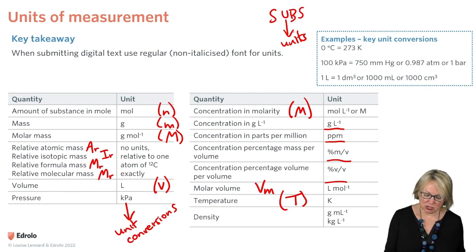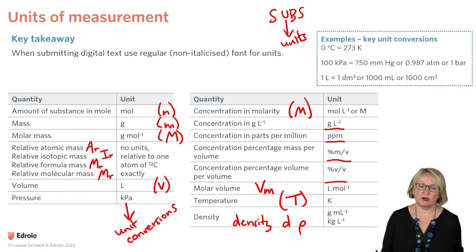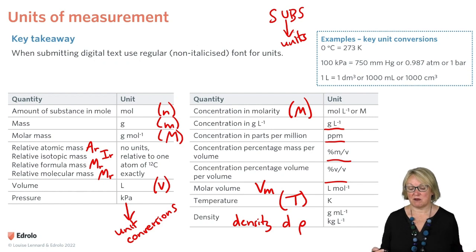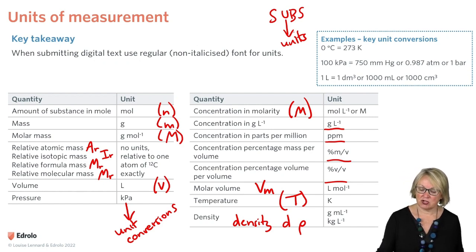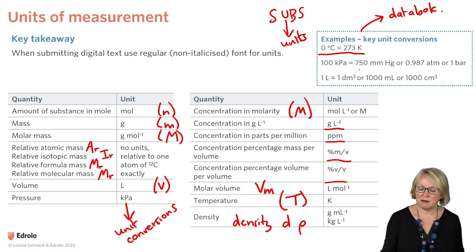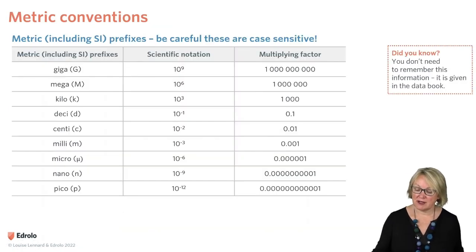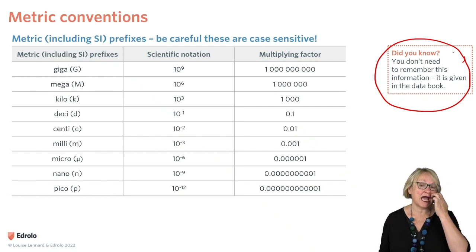And density, which is sometimes written as D or sometimes you'll see it as rho, is grams per mL or kilograms per litre, and the units depend on what you've got in the stem of your question. The key unit conversions here, you find these in your data book. So to convert degrees Celsius to Kelvin, kilopascals to millimetres of mercury, atmospheres or bar, and some volume conversions as well.